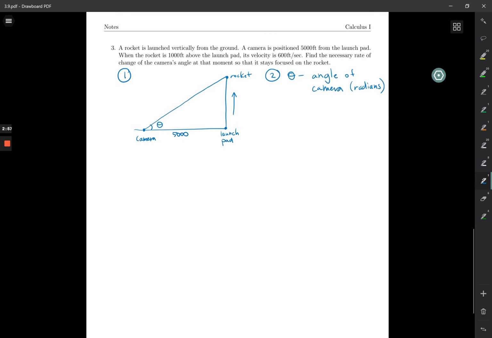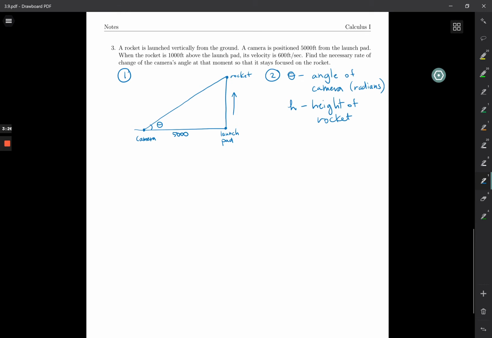And then the other thing that's changing is the height of the rocket. So we'll use h for that. Height of the rocket. Okay, and those are the only two quantities that are changing. So those are our two variables. And I think we've already labeled our 5,000 feet on there, so we don't need to label anything else at the moment.